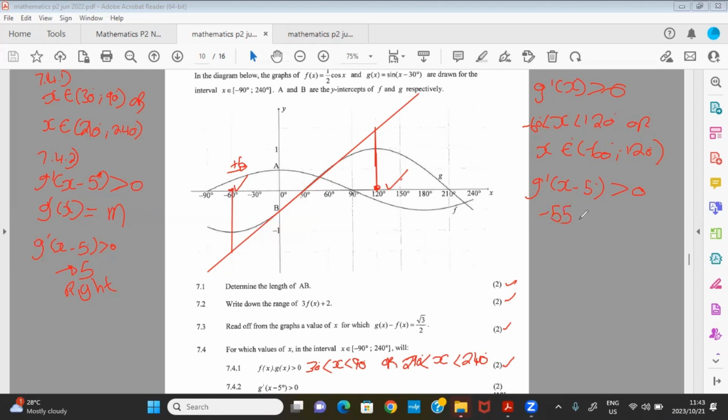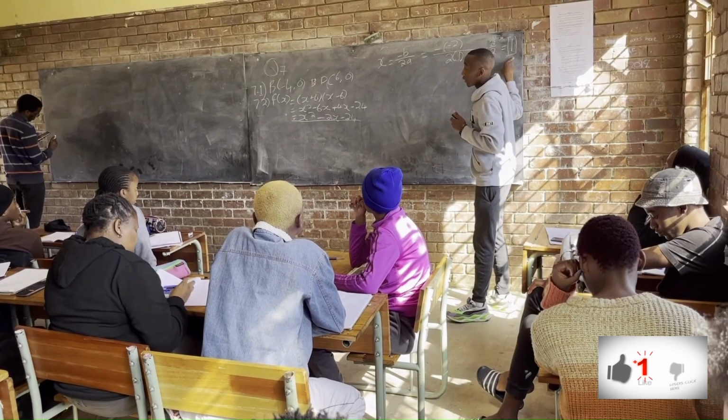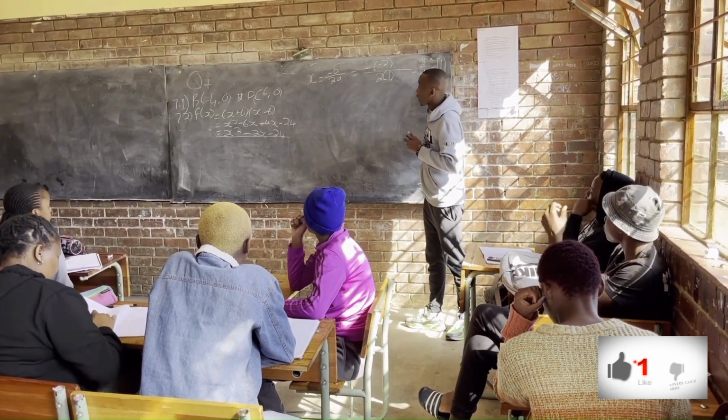So x must be greater than minus 55. Then I go to 120, still moving 5 units to the right. I must add 5, then I end up at 125. Now Part 2 will be discussed in the next video.